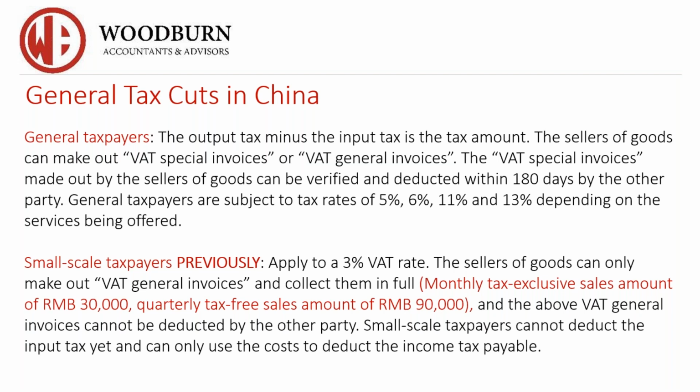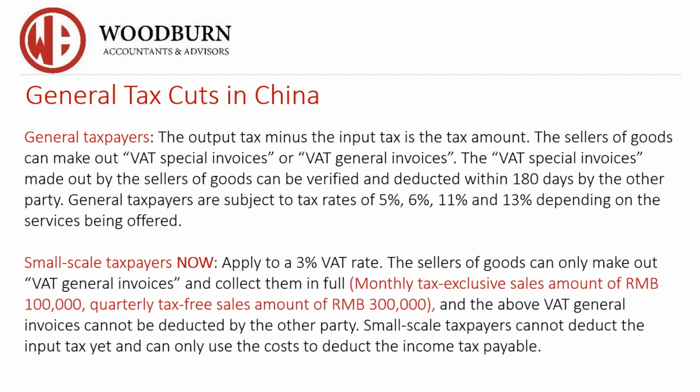So previously, what happened was that you would apply a 3% VAT rate if you issued invoices, fapiaos, amounting to 30,000 RMB per month, or quarterly fapiao amounts of up to 90,000 RMB. Now, this has now changed, where the monthly has gone up to 100,000 from 30,000, and the quarterly has gone up from 100,000 to 300,000. So again, huge benefits for VAT individuals.